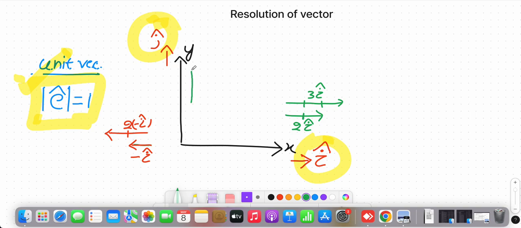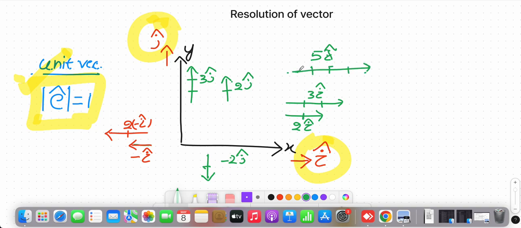Similarly, let me write 3 j cap. It means its magnitude is 3 and direction is along positive y-axis. 2 j cap: its magnitude is 2 and direction is along y-axis. Minus 2 j cap means its magnitude is 2 and direction is along negative y-axis. 5 I cap: its magnitude is 5 and direction is along x-axis. 1, 2, 3, 4, 5. Great.